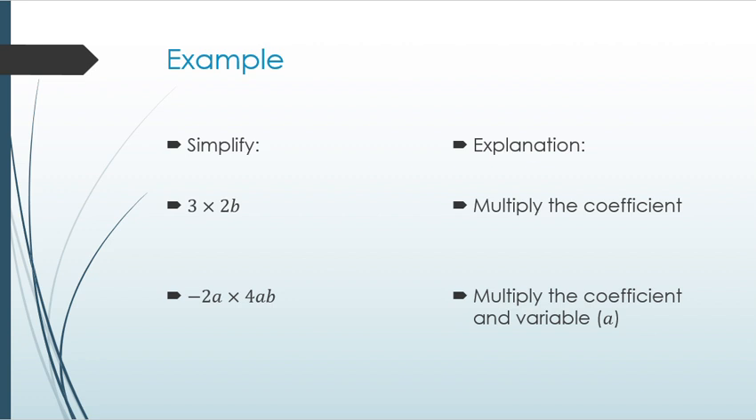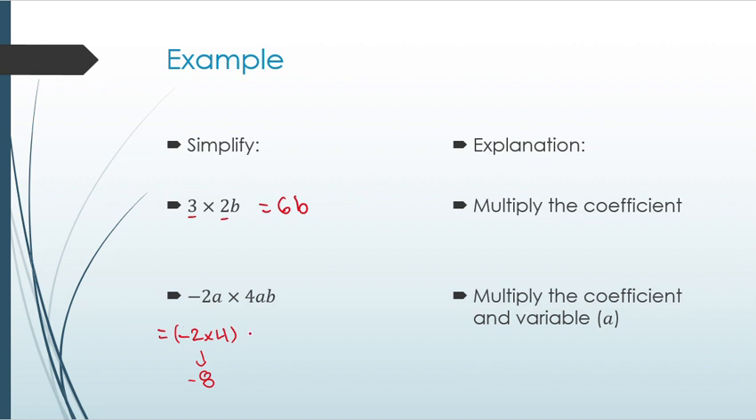So in my example, simplify the following, okay? 3 times 2b. So these are just some easy explanations here. Multiply the coefficients. What are coefficients again? They're just the numbers in front. So 3 times 2, which equals 6b. Now, question 2, negative 2a times 4ab. Okay, so in my explanation here, I have multiplied the coefficient and variable, which in this case is a. Okay, so first let's just multiply the coefficient first. What's negative 2 times 4? And that equals negative 8, right?